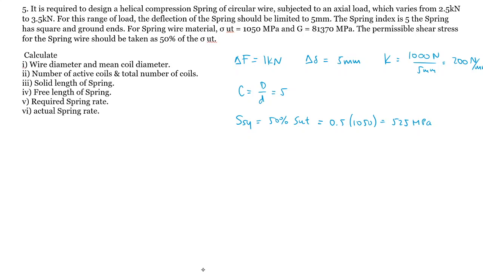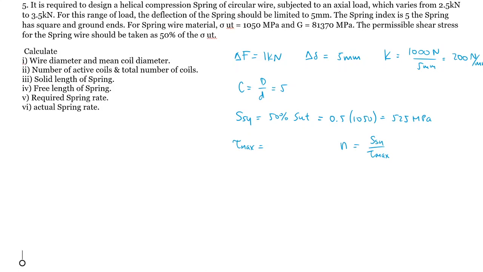If I know my maximum shearing stress, let's say, yeah, we can work the numbers as well. I know that my factor of safety n is SSY over tau max. I know that n times my tau max is SSY, or that my tau max should be SSY over n, which we usually use at least 1.2 for all springs. Okay, so I'm going to use that.